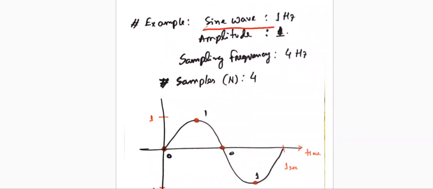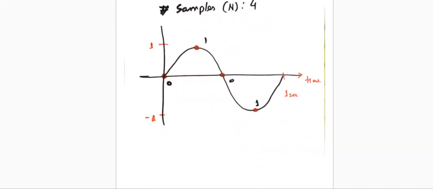Okay, so we have taken a 1 hertz signal. The amplitude is 1 volt. And the sampling frequency is 4 hertz. So the total number of samples is 4. So it is a very simple example. We have done it earlier. So those are the samples. The values are 0, 1, 0, and this will be -1. Okay.